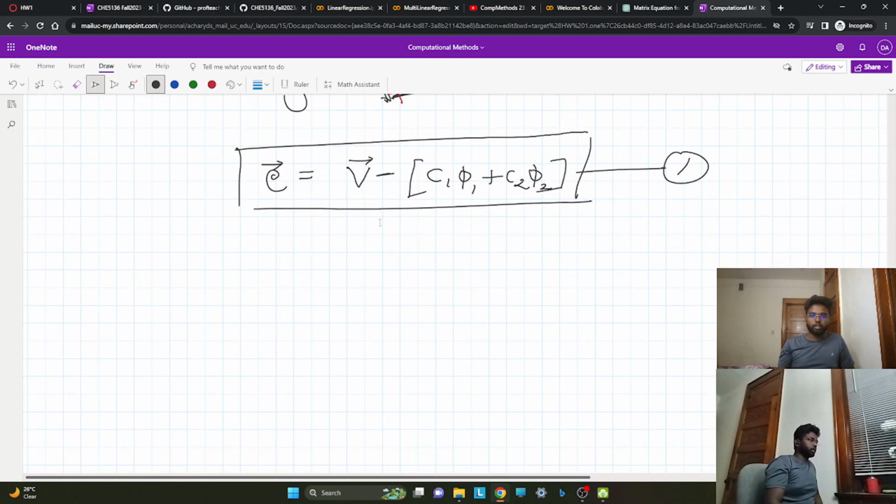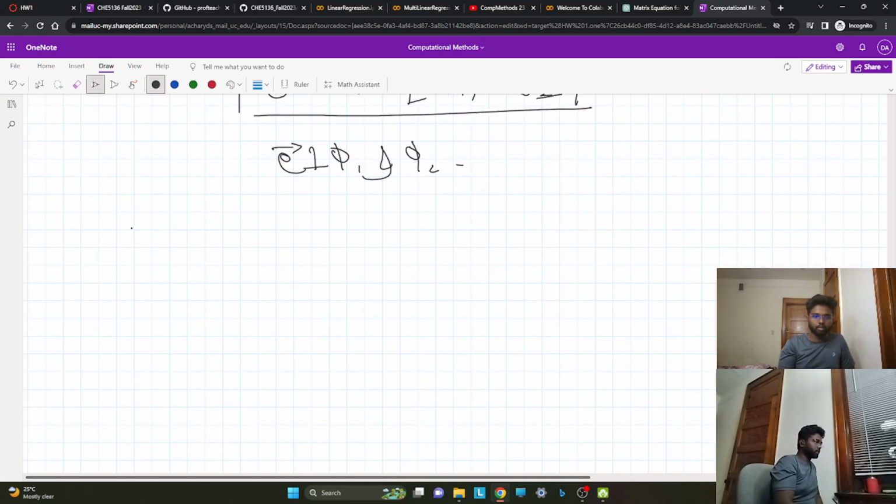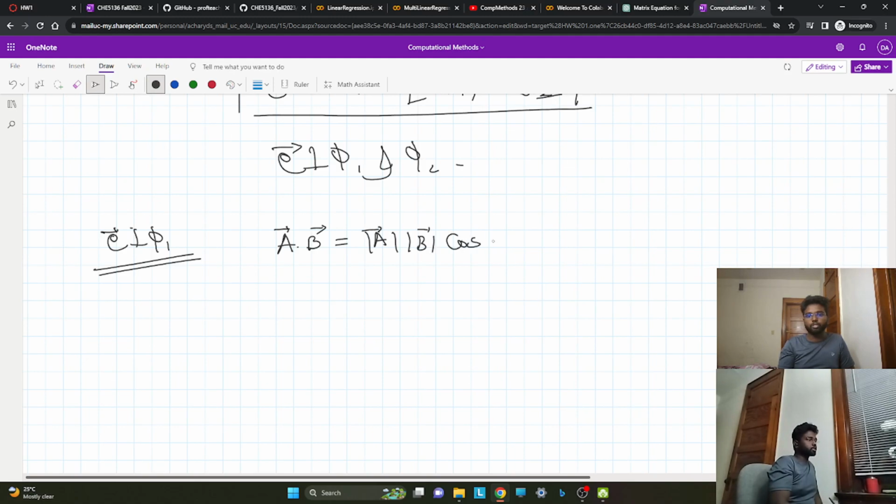So here we can deduce that the error is perpendicular to phi1 and phi2. Let's take the first case: the error is perpendicular to phi1. We know the dot product of two perpendicular vectors will be 0. If a and b are perpendicular, the dot product is magnitude of a times magnitude of b times cos theta, and the angle between them is 90 degrees. So cos 90 becomes 0, so it will be 0.